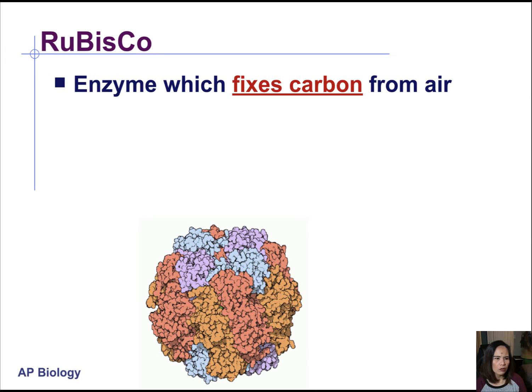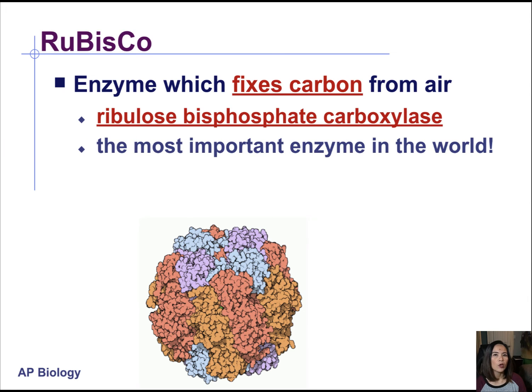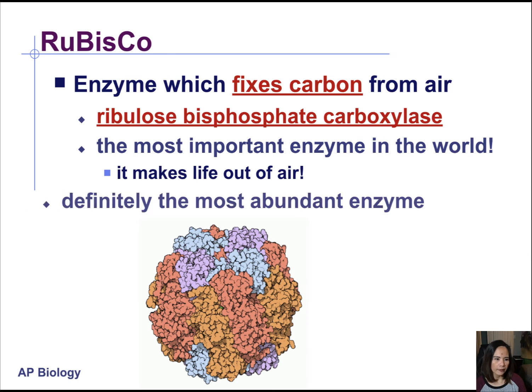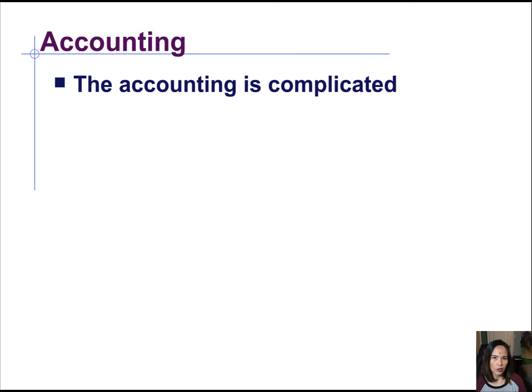Now, what is Rubisco? Rubisco is an enzyme that fixes carbon from the air, and it's called ribulose bisphosphate carboxylase. And it is the most important enzyme in the world because it makes life out of air. So enzymes are also important to note whenever these processes happen. And it's a very, very abundant enzyme. So let's just do a little accounting.